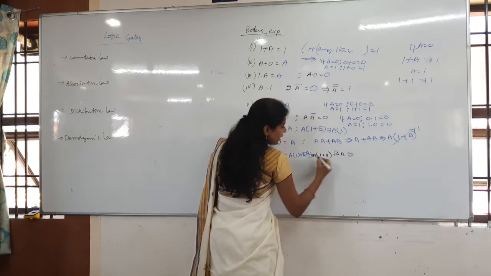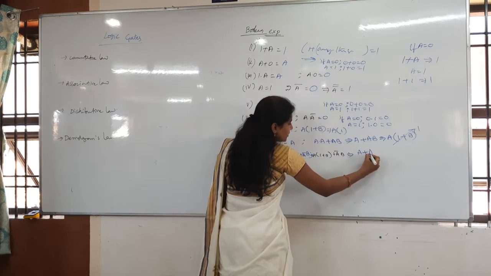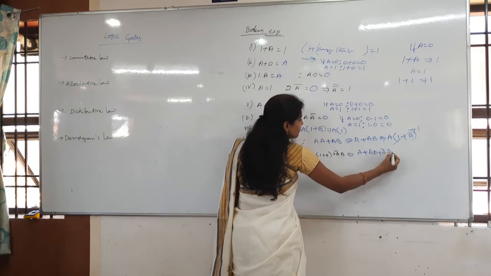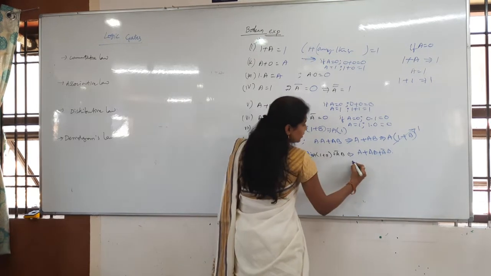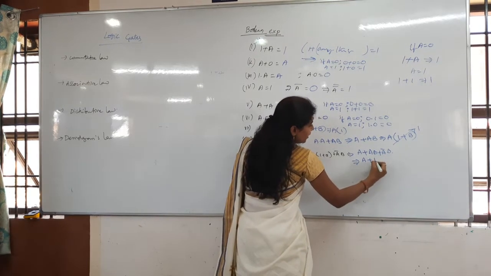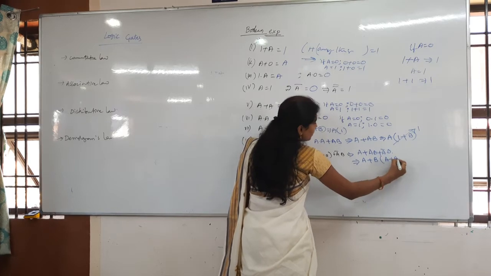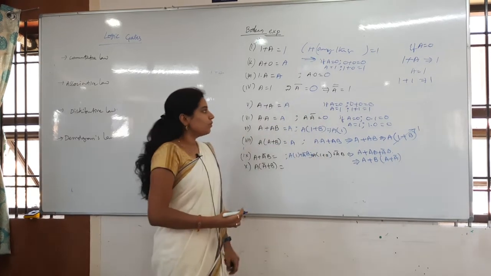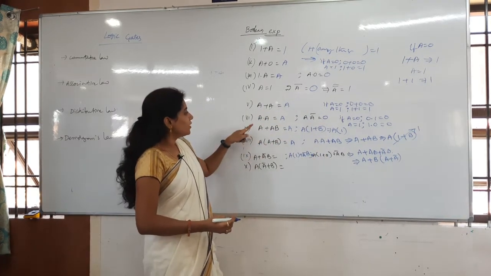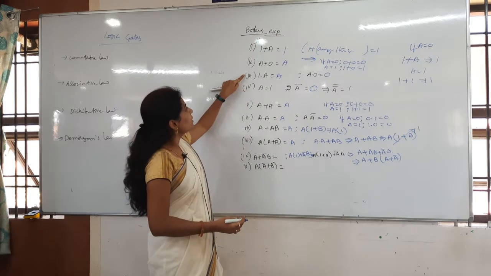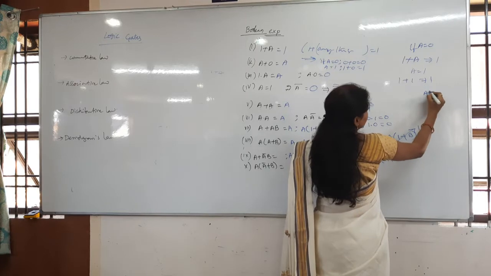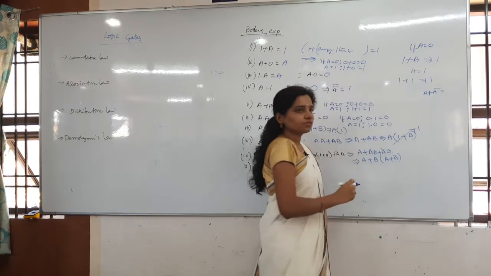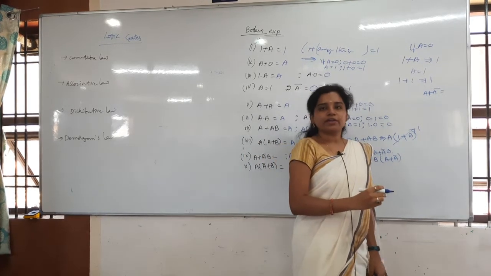Then I am sending the A inside. So this will be how much? A plus AB plus A bar B. Now again here I will take B common. So what is remaining? A plus A bar is remaining. What is A plus A bar? Have you written that? A plus A bar is how much? You will get 1 only.